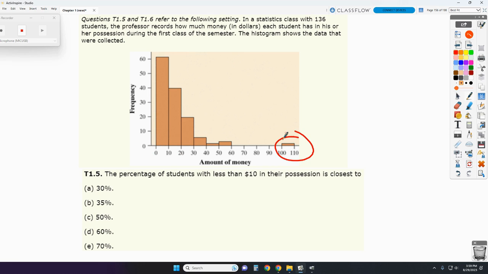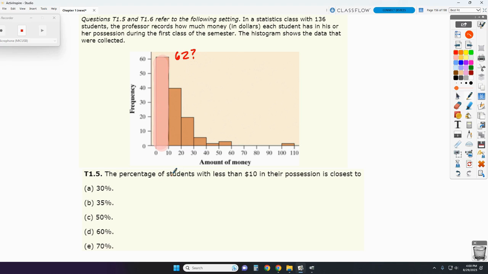And you can see, holy cow, who's this kid? He's got a lot of money. Let's see if he wants to take us out to lunch. I don't know. So anyway, the percentage of students with less than $10 in their possession is closest to which of those percentages? So less than $10. Well, that's just this one bin here. And we look and it's a little bit above 60, right? Like, I don't know, if I had to guess 61, 62, maybe I'll go 62. We'll say 62-ish, all right?